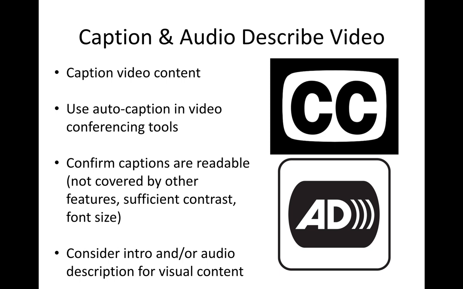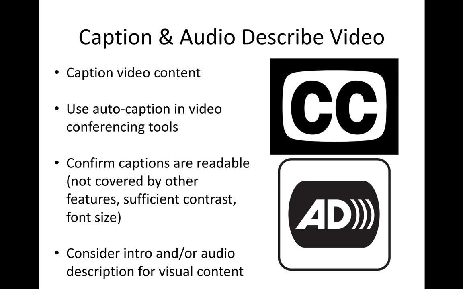You also want to use auto caption tools in any video conferencing tools that you're using. So for example, Zoom with certain types of subscriptions offers the option to have auto captions turned on. If you don't have someone who's able to do live captioning or interpretation, you really want to turn that on. It's not as accurate as we would want it to be ideally, but it's better than nothing.